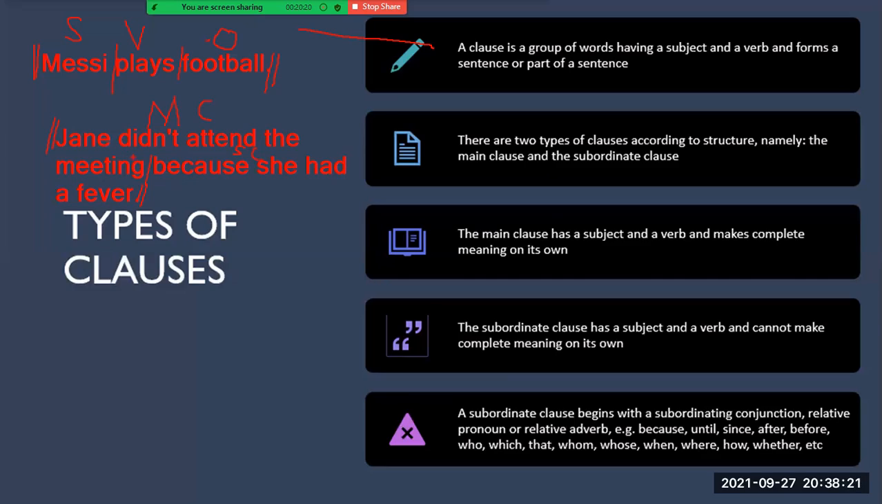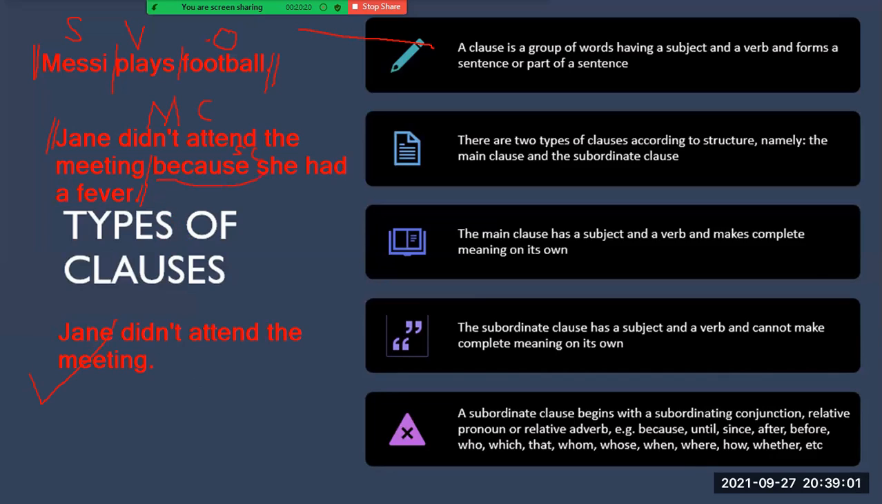Now, let me give you a clearer picture of what this is all about. We have two clauses in this sentence. The first clause is a main clause. A main clause can form a sentence because we can easily lift it out: Jane didn't attend the meeting. And then we put a full stop here. This is a simple sentence, all right?